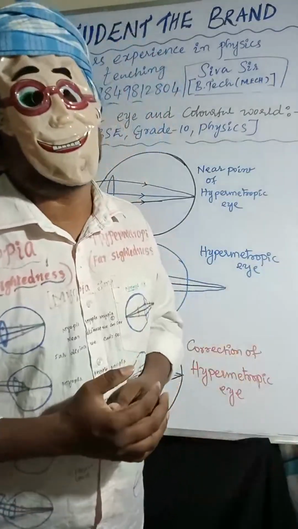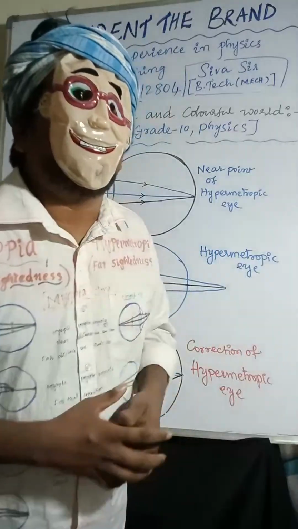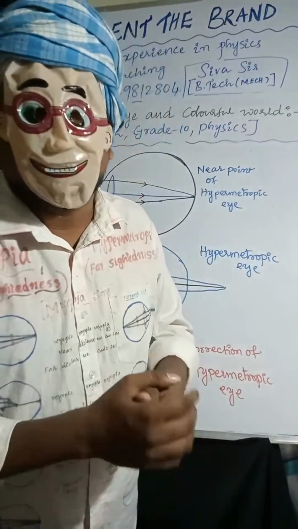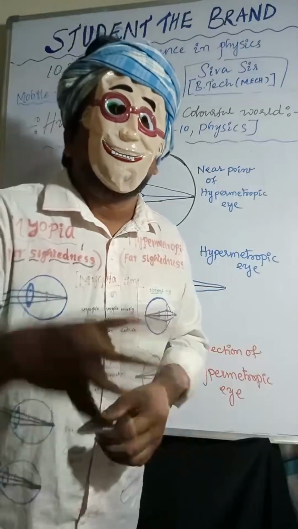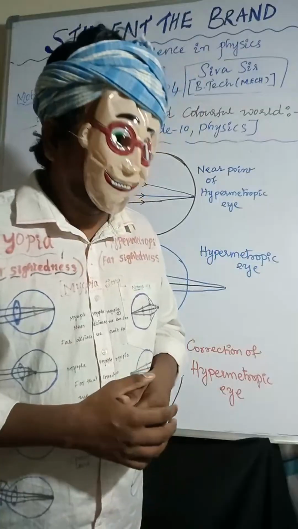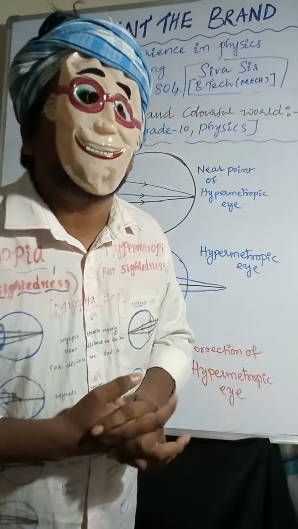Cataract. Cataract is nothing but milky and cloudy layers forming on the eye lens. By using laser surgery only we can remove that defect. Yes or no? So that is about cataract.